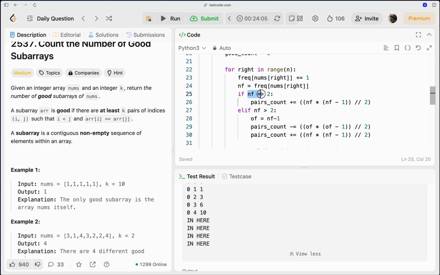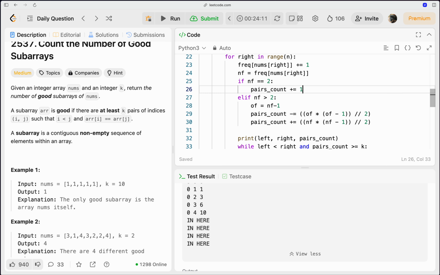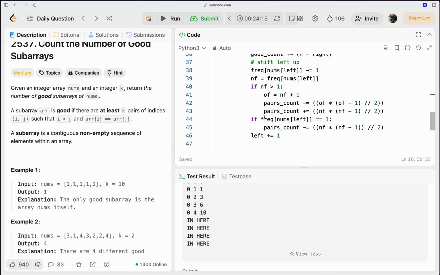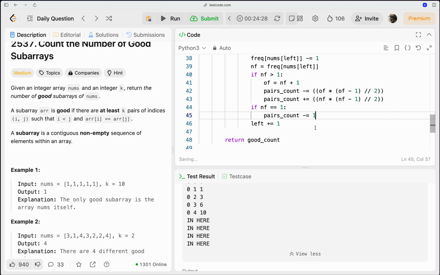Oh, and then this is very easy, right? If the new frequency is 2, I don't have to do this. I could just do pairs count plus equals 1 because a new pair has just arrived. Same with here: if subtracting the frequency, so this would be the new frequency, right, is what we're left with. If the new frequency is now 1, that means we just lost a good pair, so just minus equals 1 to make it much easier.